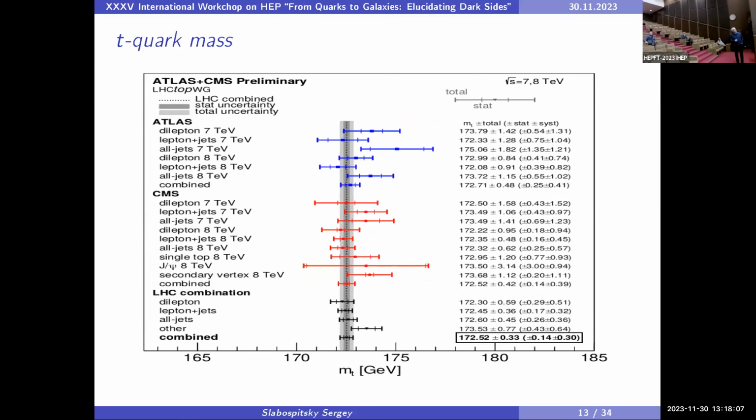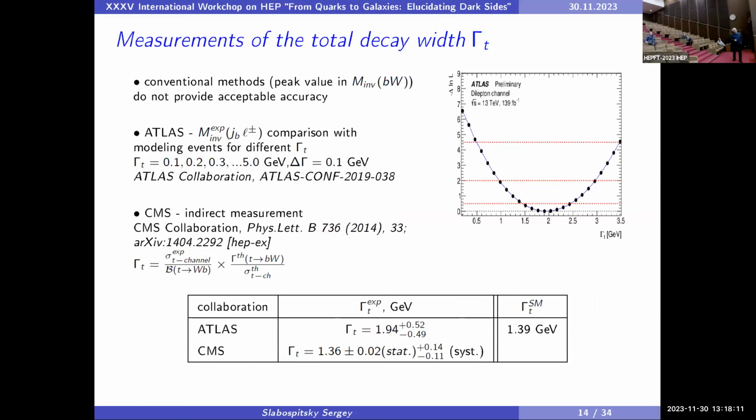This picture provides you the different measurements of the top quark mass. And maybe let me spend a few minutes concerning the explanation of how we can measure the total top decay width. Certainly we cannot measure this value by using the traditional way. But ATLAS exploits the following trick.